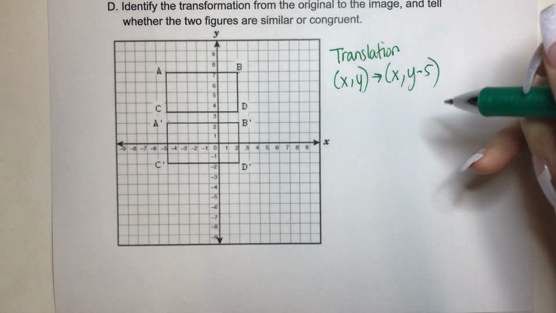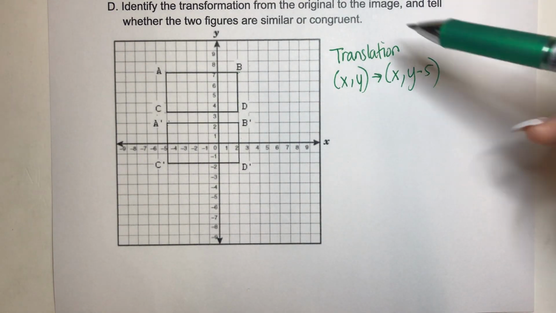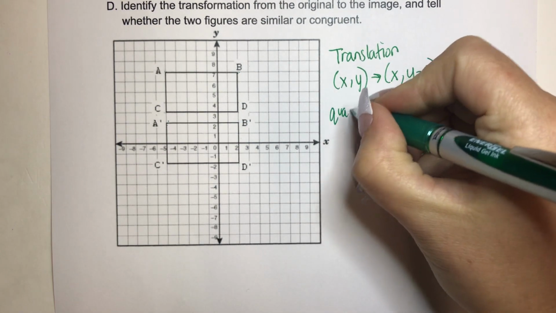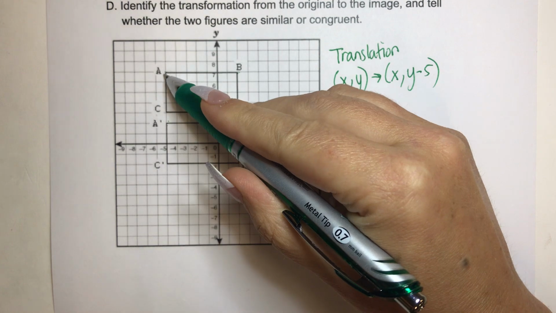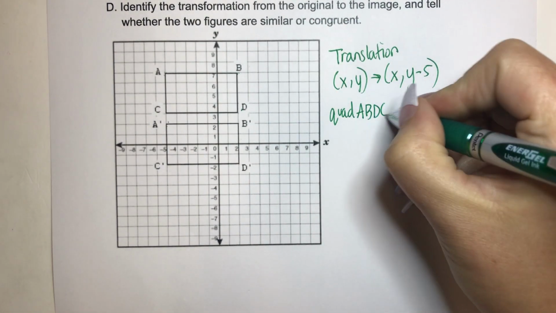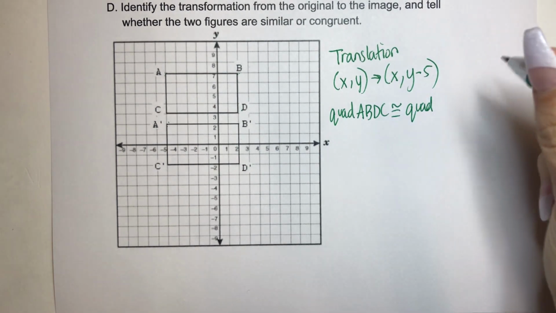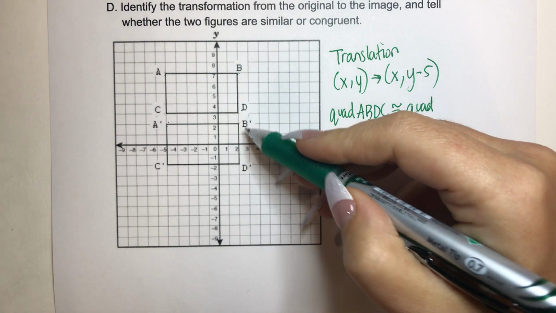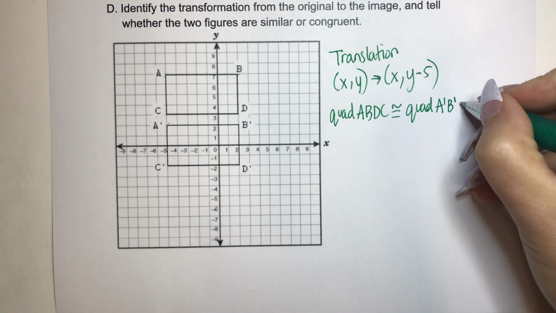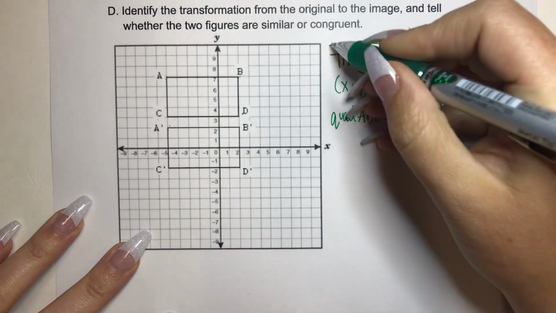And then we want to know, is it similar or congruent? Well, every translation, reflection, and rotation is going to be congruent. So I'm just going to say quadrilateral, and we have to go in the order, so A, B, D, C, is congruent to quadrilateral A prime, B prime, D prime, C prime. All right, and there is our answer.